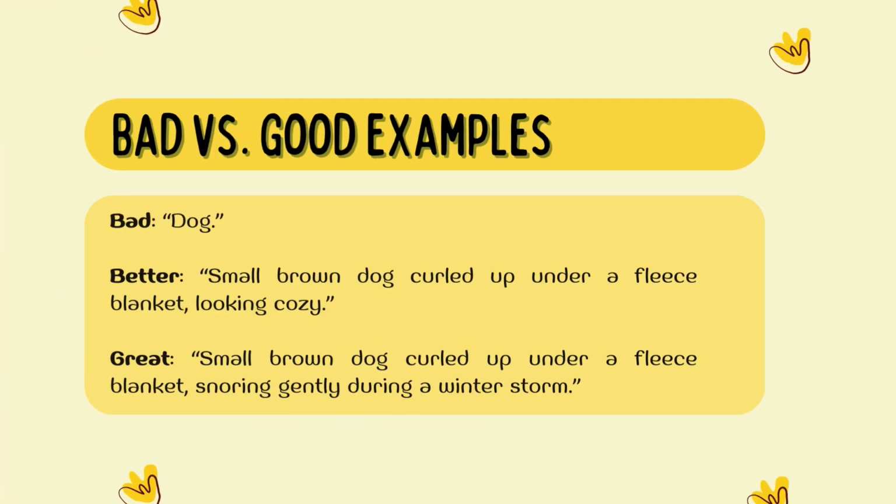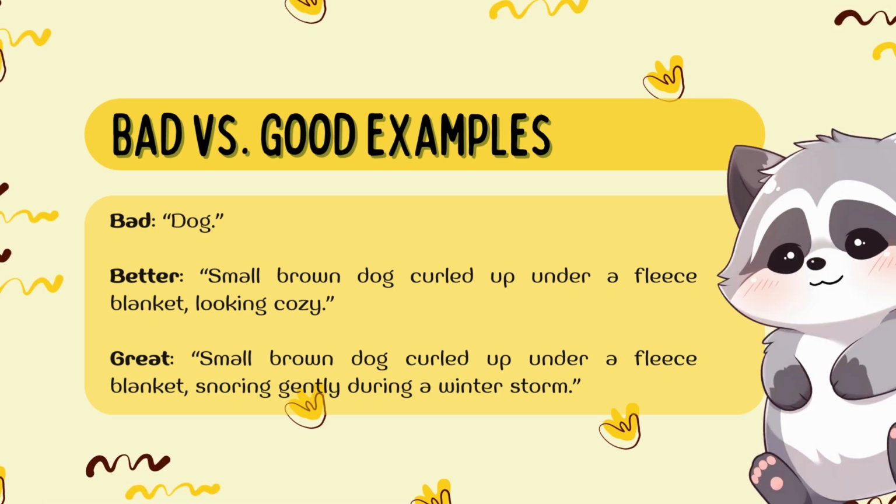Bad alt text just names stuff, such as just the word dog. But what about the dog? Good alt text describes what matters, something like small brown dog curled up under a fleece blanket, looking cozy. That's better, right? But try great alt text. It brings a little story or mood to what you're trying to show. Small brown dog curled up under a fleece blanket, snoring gently during a winter storm. It's almost like you're there.